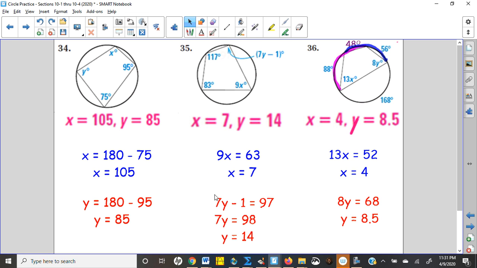34. Now we're getting into theorem 10.10, which was about inscribed quadrilaterals. Inscribed quadrilaterals always have opposite angles that are supplementary.